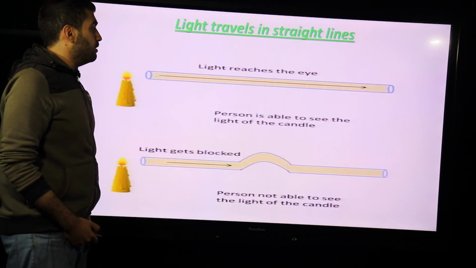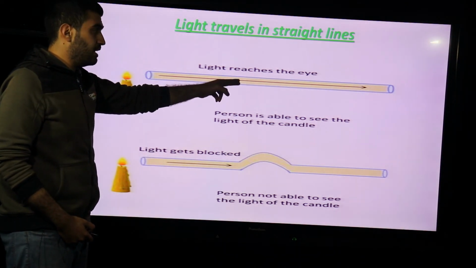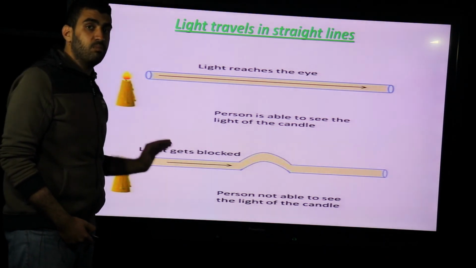Light travels in straight lines. We can observe the light of the candle in this case, but we can't in this case. Give reason: because light can't make a curve. It moves straight.